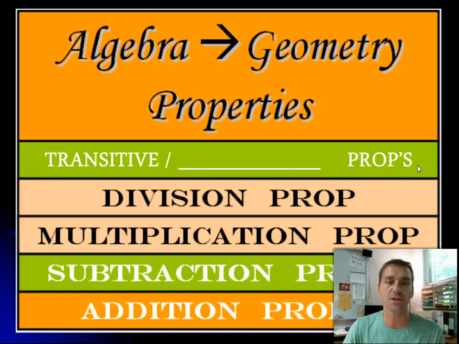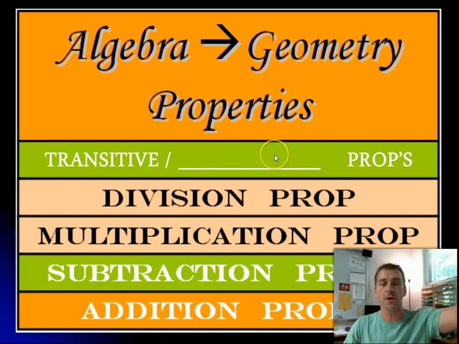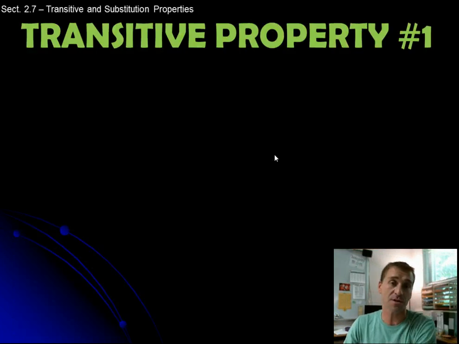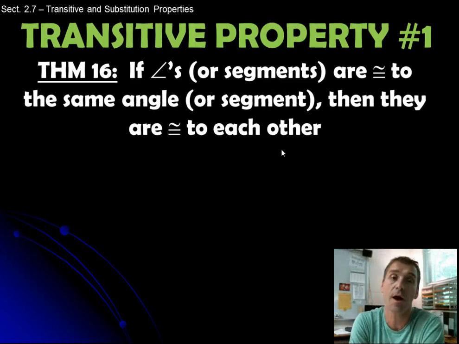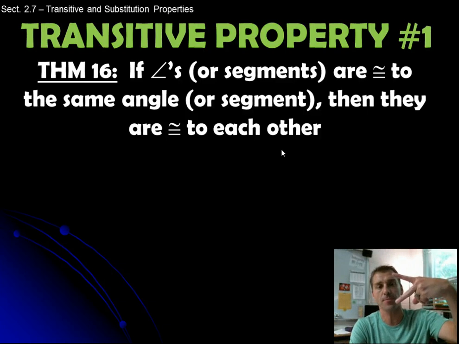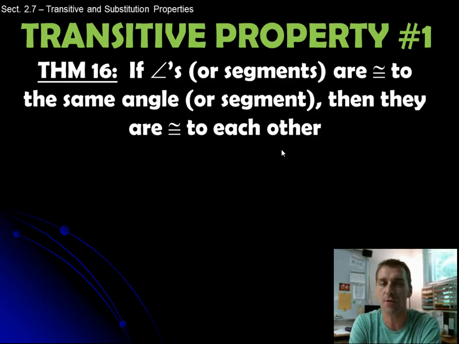So put transitive on the left, leave a blank, and then put props over here on the right. And what you need to do is open up that part of the foldable, and what you need to write into the transitive property flap is the first theorem, theorem 16. By the way, a hint for you: write this kind of small, because there's going to be two theorems for the transitive property, theorem 16 and theorem 17. So write this one small, have enough room for the second one and the example that I'm going to give you. So don't write too big on this part of the foldable.